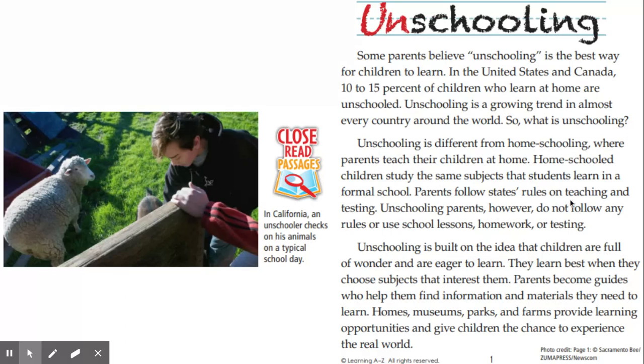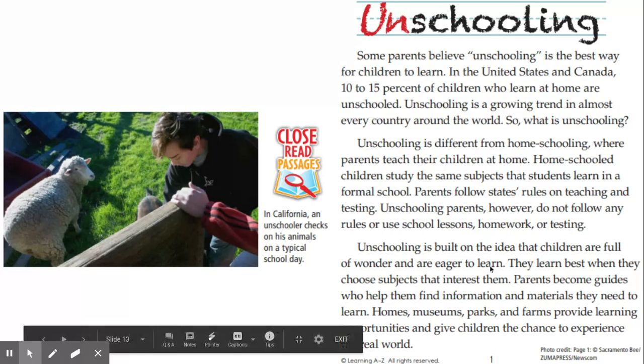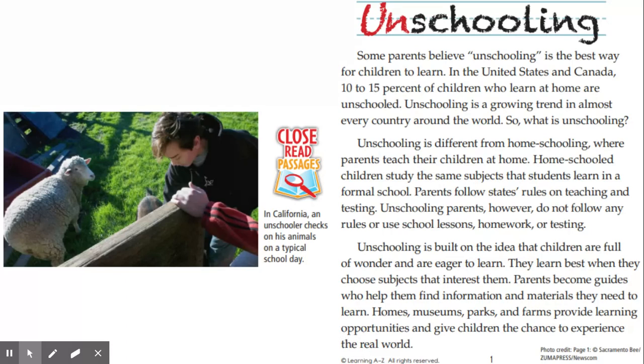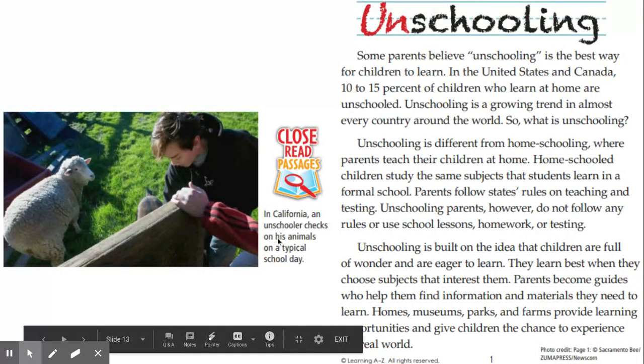Parents follow state's rules on teaching and testing. Unschooling parents, however, do not follow any rules or use school lessons, homework, or testing. Unschooling is built on the idea that children are full of wonder and are eager to learn. They learn best when they choose subjects that interest them. Parents become guides who help them find information and materials they need to learn. Homes, museums, parks, and farms provide learning opportunities and give children the chance to experience the real world. Here's a picture, and it says, in California, an unschooler checks on his animals on a typical school day.